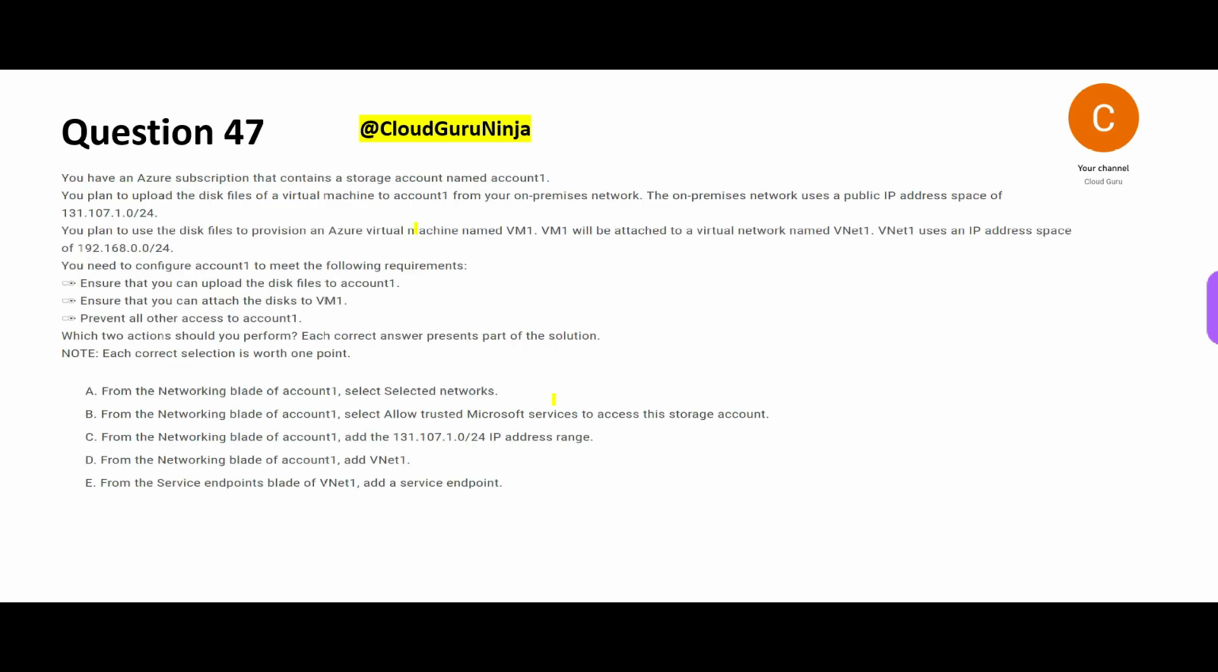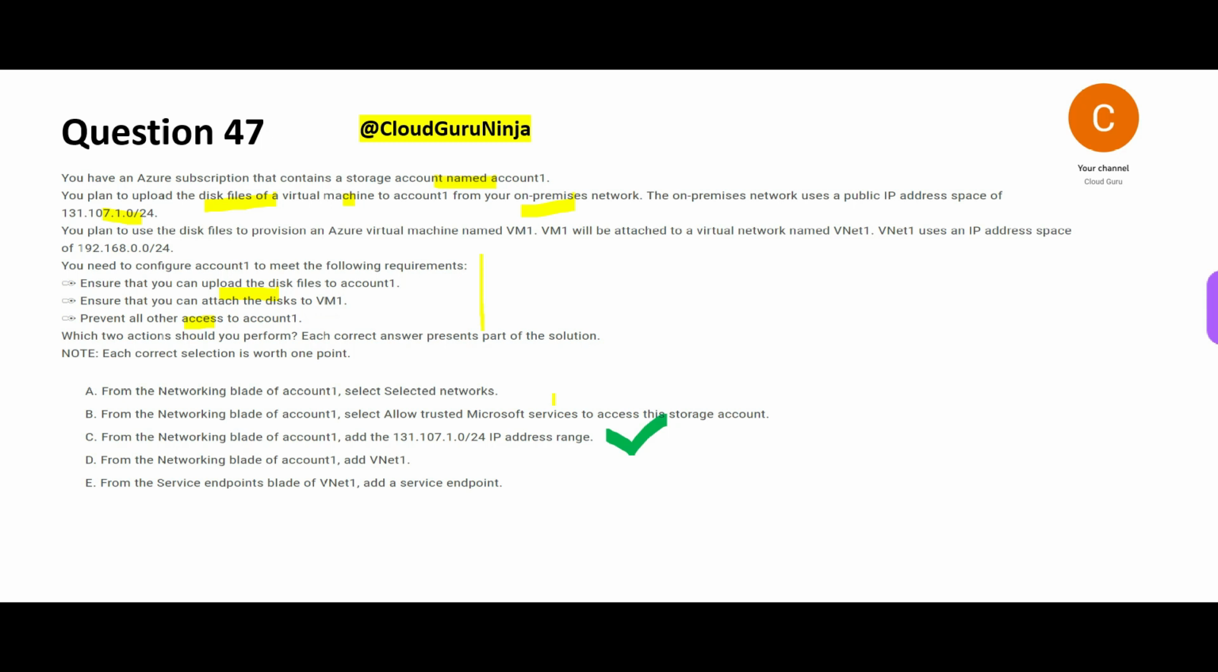See, in this question, it is very simple. You have a storage account named account 1 and you need to upload disk files of a virtual machine to account 1. Simple. From where? From on-premises. So from on-premises, you are moving it to Azure cloud in account 1. So one thing that you will have to do is, see, this question is asking about these things. It is saying that you should be able to upload the disk files and prevent other account access to account 1 and so on. So first thing, on premises and Azure have to talk to each other. You will have to ensure that this IP is somewhere added. So where it is added, that is in option C, it is added.